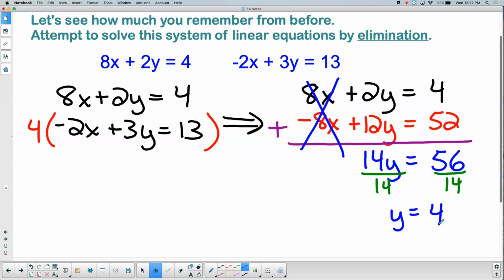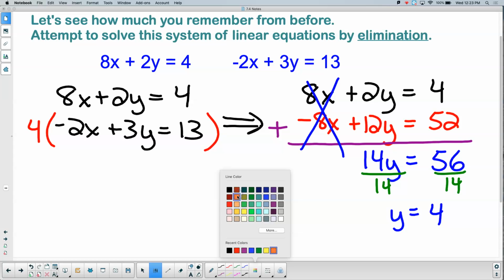Which one? Either one. Okay. I'm going to go into this one. Is that okay? I gotta change my color scheme down here.